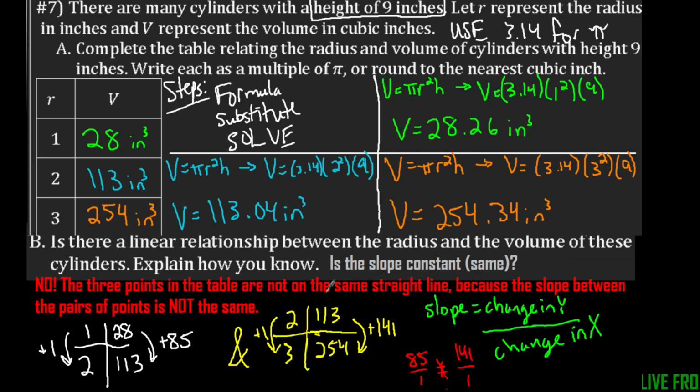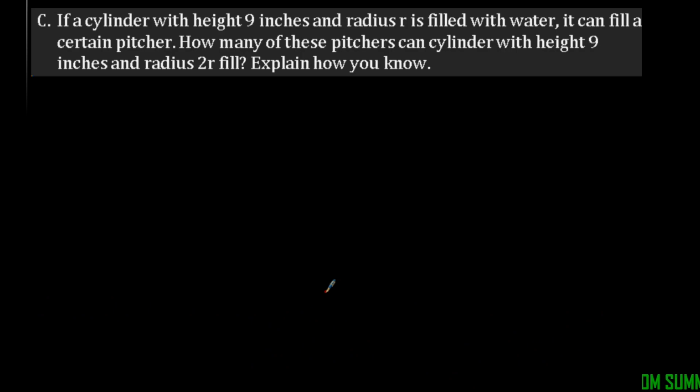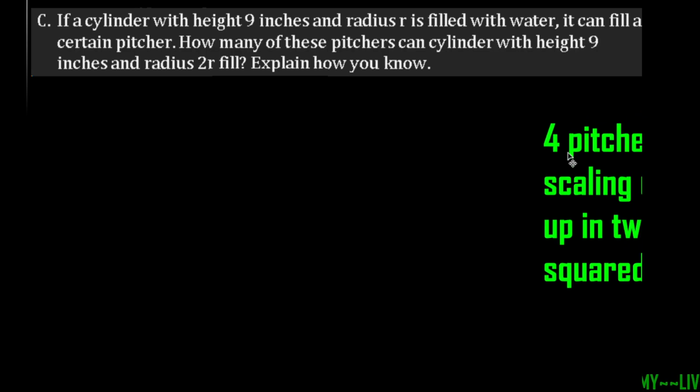And then for the last one, for part C, it says if a cylinder with height 9 inches and a radius of r is filled with water, it can fill a certain pitcher. How many of these pitchers can the cylinder with height 9 and radius of 2r fill? Explain how you know. So what we're going to say is this.